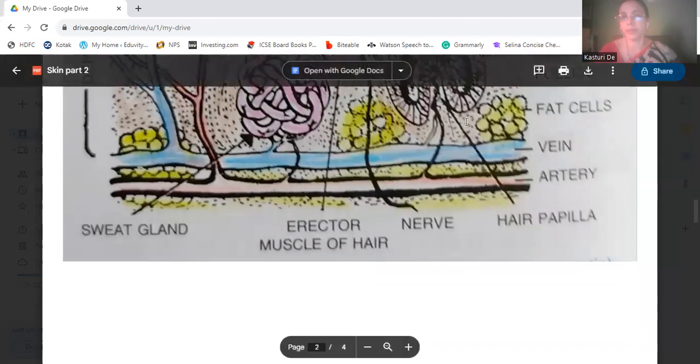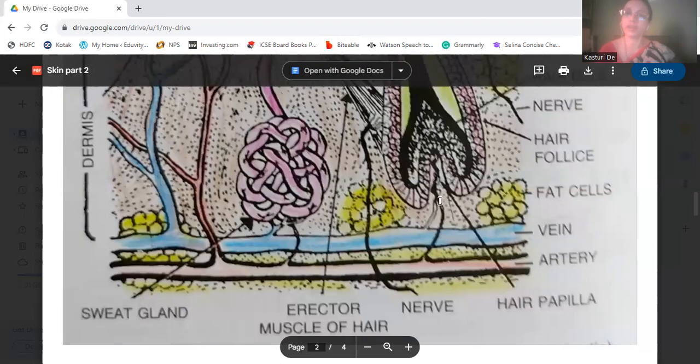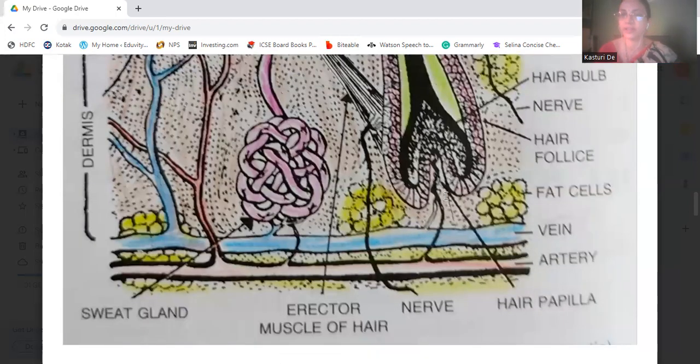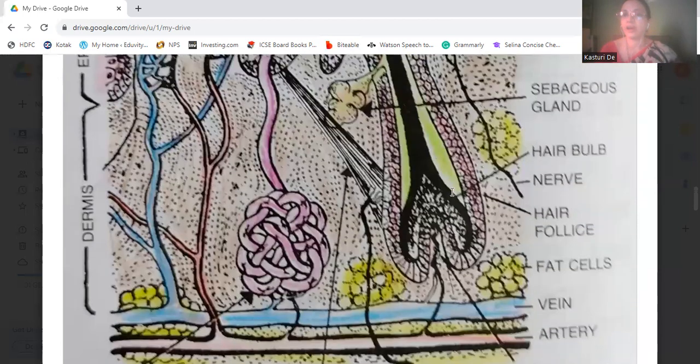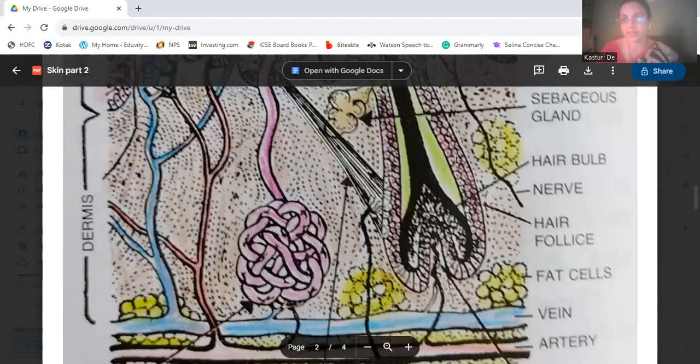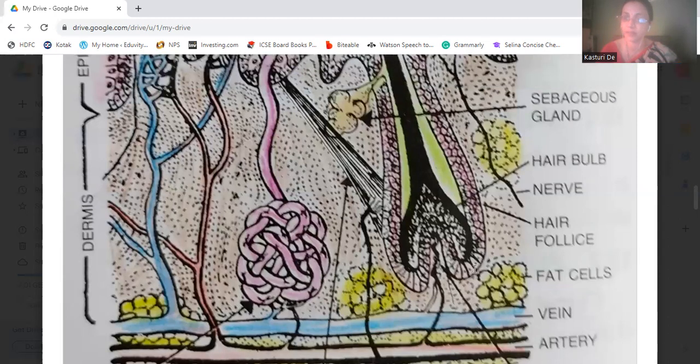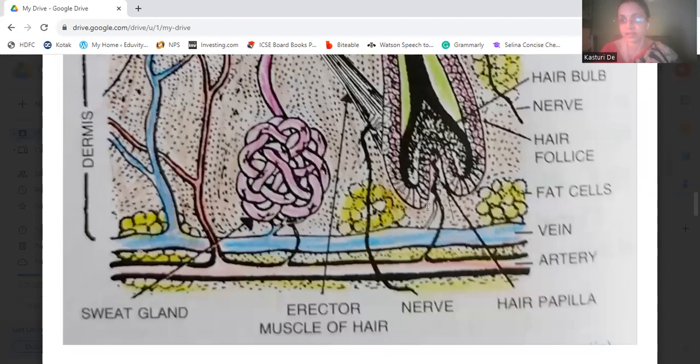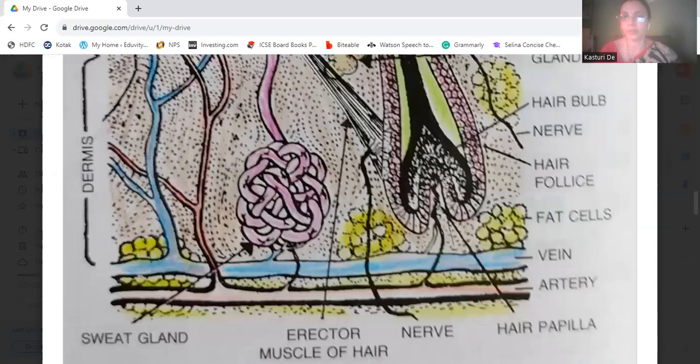This is the hair papillae. Sorry, the hair papillae has nerve endings and blood supply. Okay, the hair follicle is this one. This is the hair root. This portion is the hair root. And this extended portion of the hair root is the hair bulb. And this depression of the dermis below the hair bulb is the hair follicle, and below the hair follicle is the hair papillae. Okay, clear from the picture.